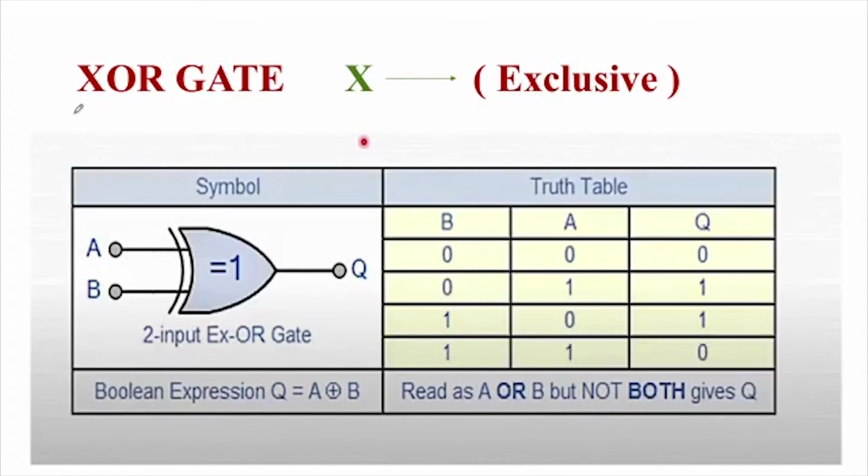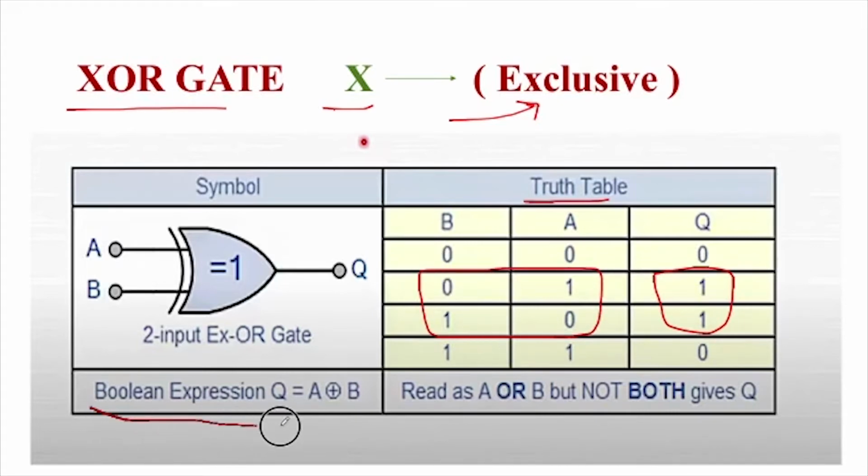In my part, I will explain the XOR gate. X comes from the word exclusive. XOR can be called an inequality gate. Why? Because in the truth table, the output will only be true when the two inputs are different. That means unequal inputs. And this is the Boolean expression for XOR.